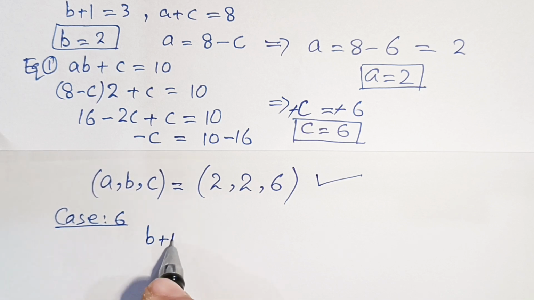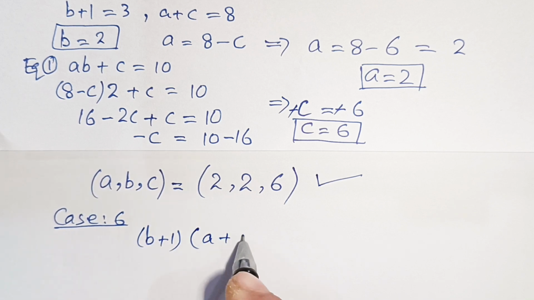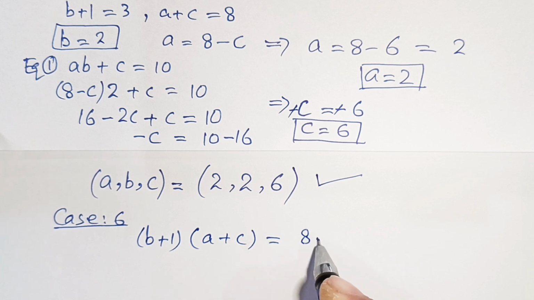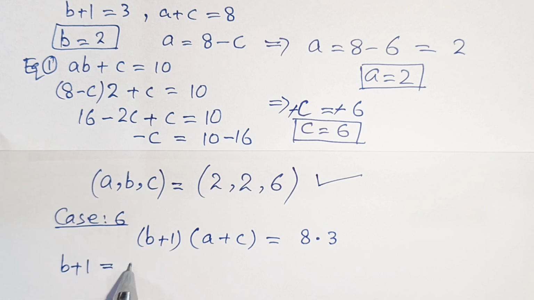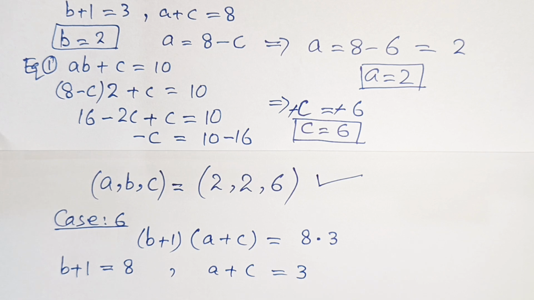Case 6 is given by b plus 1 times a plus c is equal to a times 3. Now we have b plus 1 is equal to 8 and a plus c is equal to 3. Here we have the value of b, which is equal to 8 minus 1 is 7. So here a is equal to 3 minus c.